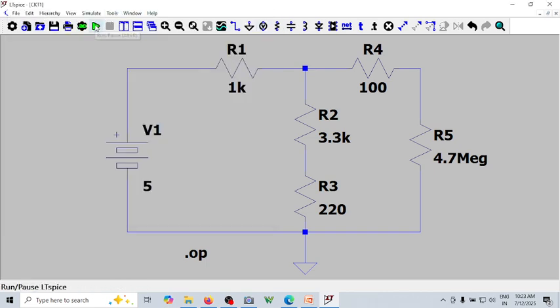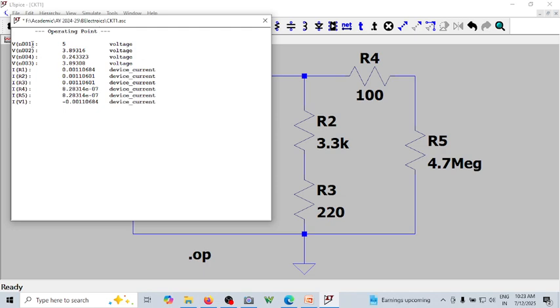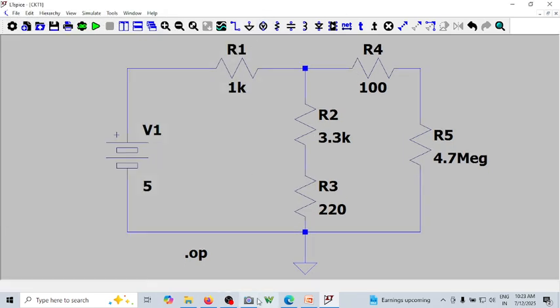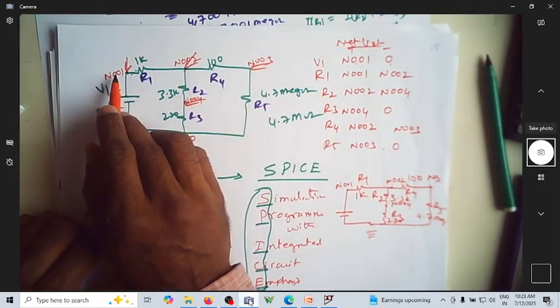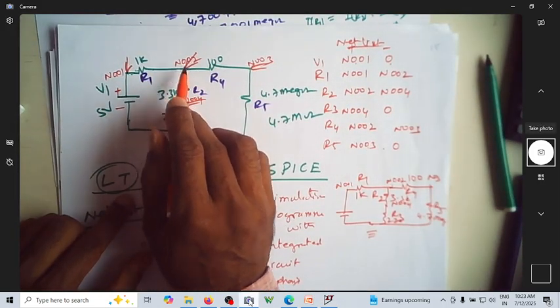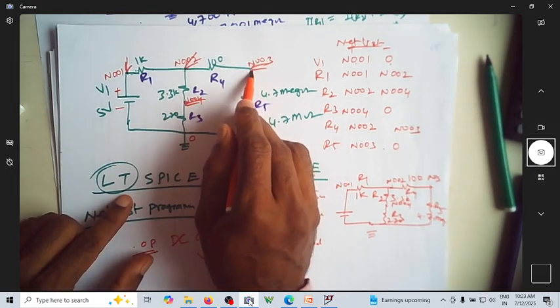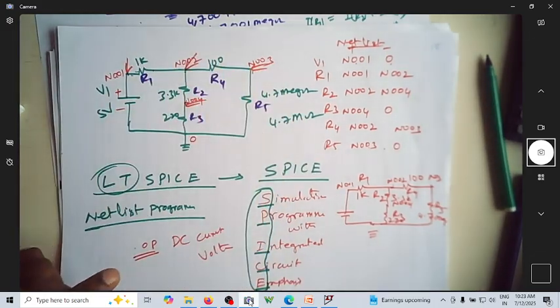If I run it now, what all things do you have? Can you see how many nodes there are? Except ground you have 4 nodes; including ground there are 5. Other than ground you have N001, N002, N003 and N004. As I said, it will show all nodal voltages N001, N002, N004, N003. It will show all the voltages.